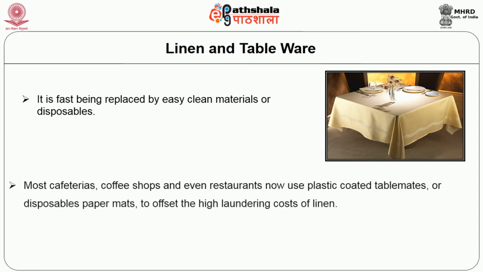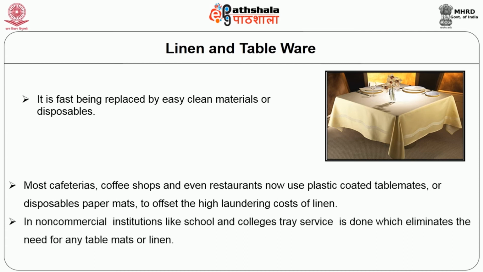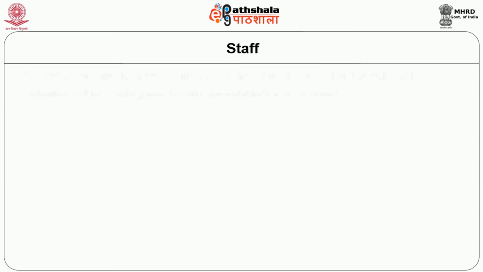Most cafeterias, coffee shops and even restaurants now use plastic-coated table mats or disposable papers and mats to offset the high laundering cost of linen. In non-commercial institutions like schools and colleges, tray service is done, which eliminates the need for any table mat or linen. The next important aspect in management of resources is staff.